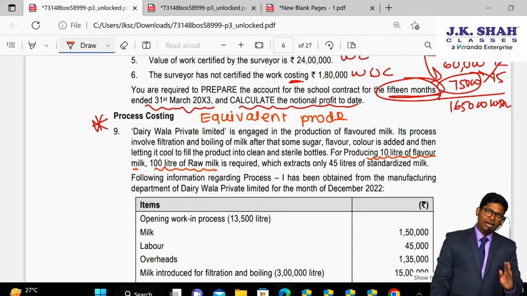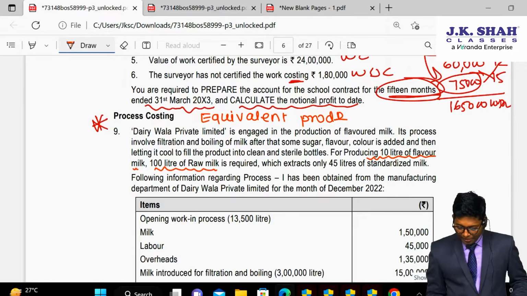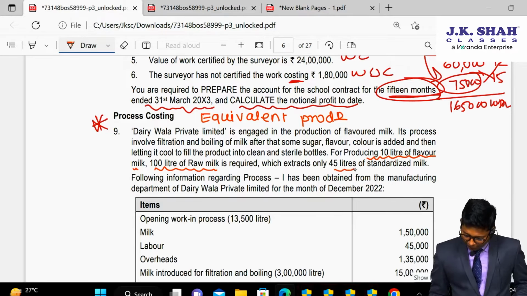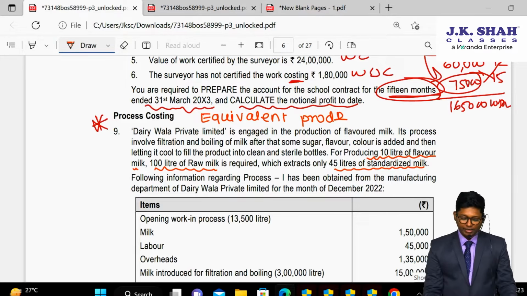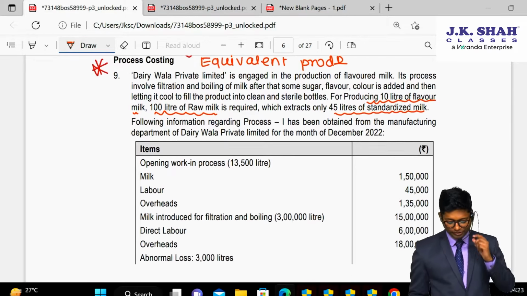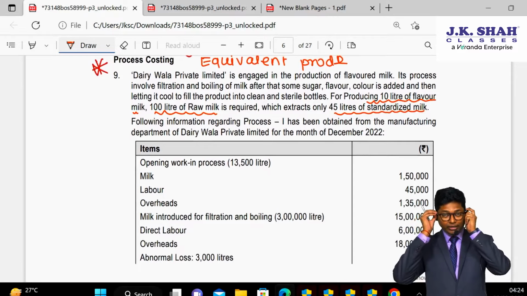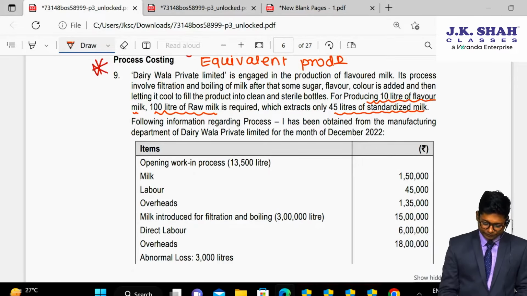So for every 100 liters of raw milk, you will be getting 10 liters of flavored milk, which extracts only 45 liters of standardized milk. It means only 45 liters of standardized milk you are going to extract by using 100 liters of raw milk, and this is the key point of this question. We'll be discussing this point along with the remaining data. Let's read the further information first.